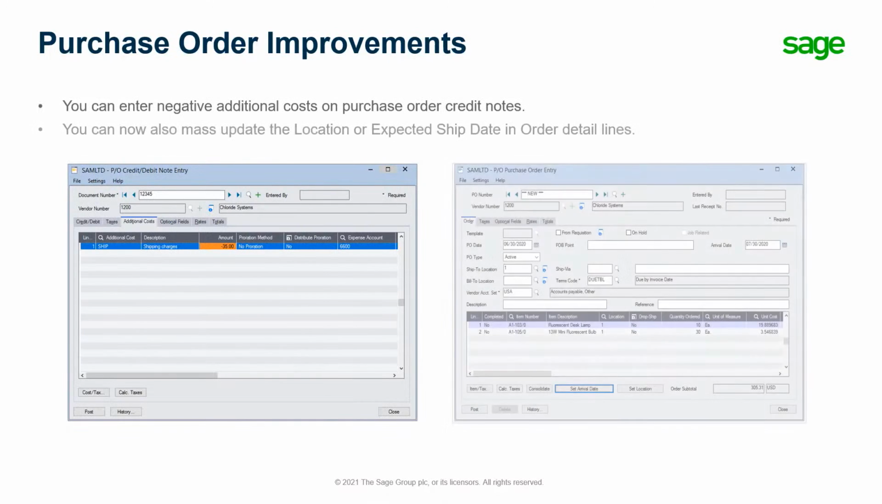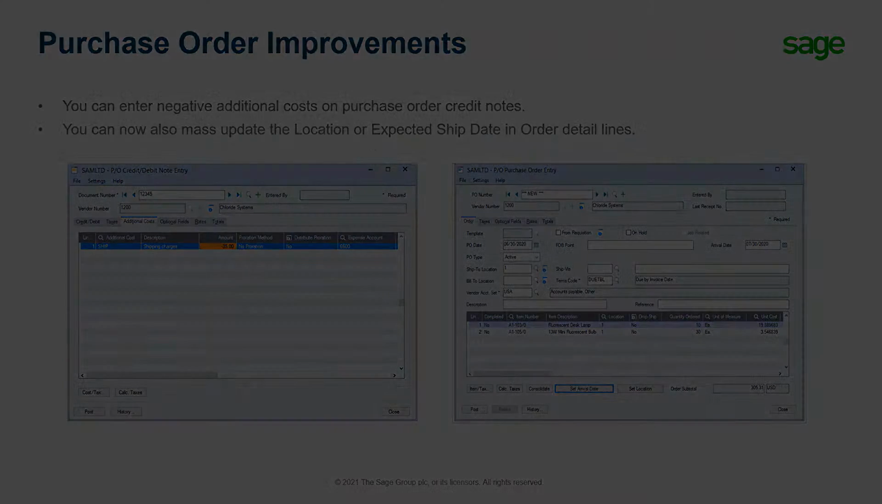In addition, you also now have a convenient option to set the expected arrival date and location for all details on a purchase order. Two new buttons are available on the Order tab of the PO Purchase Order entry screen: Set Arrival Date to set the expected arrival date for all details on a purchase order to be the same as the arrival date for the purchase order, and Set Location to set the location for all details on a purchase order to be the same as the Ship to location for the purchase order.